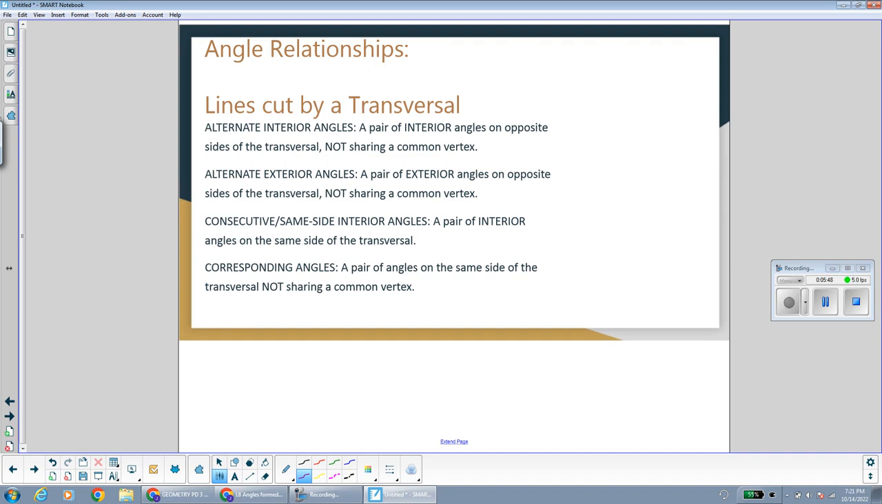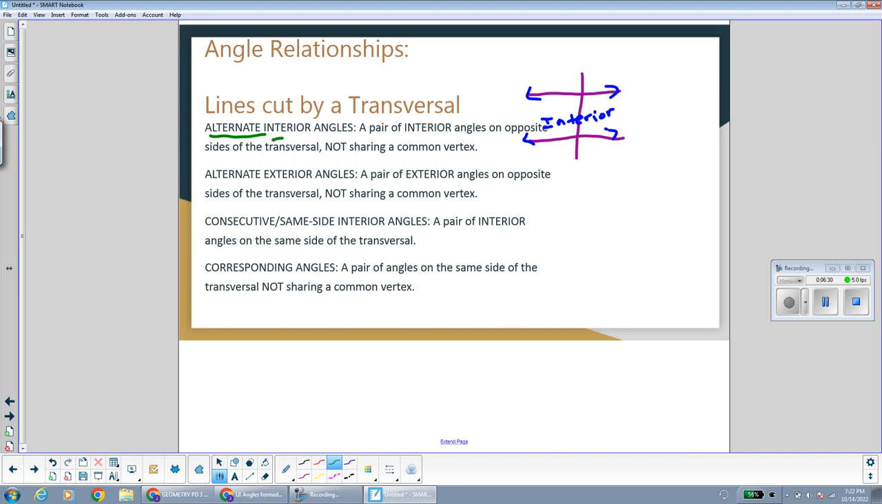When we have lines cut by a transversal, some angle relationships are formed. The first one that we're going to talk about is alternate interior angles. The definition of alternate interior angles is a pair of interior angles on opposite sides of the transversal, not sharing a common vertex. So basically, interior means inside the lines. So inside the lines would be interior, not outside the lines.